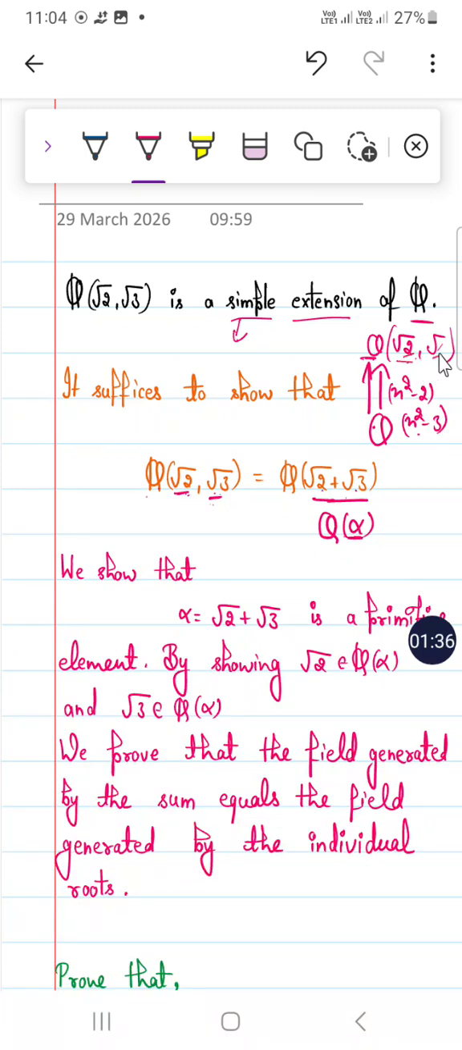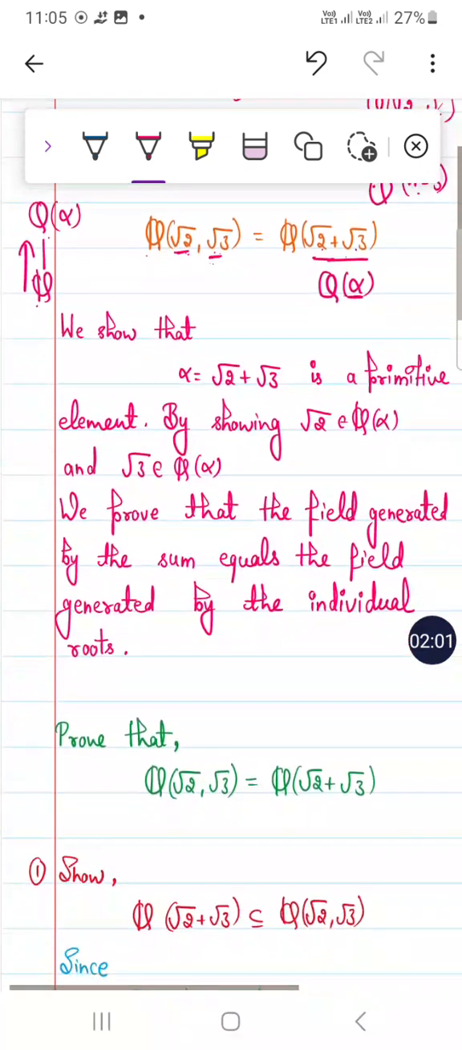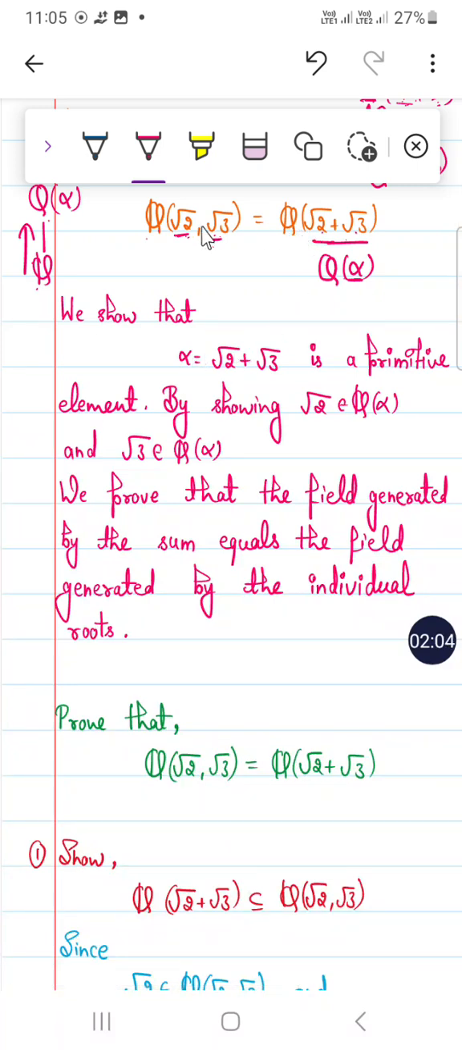Root 2 and root 3 are different types of roots, but we say it is simple when only one element gives the extension. Then it is called a simple extension. How do we prove that Q(root 2, root 3) equals Q(root 2 plus root 3)? It is a very simple proof. We will show containment in both directions, and then they are equal.